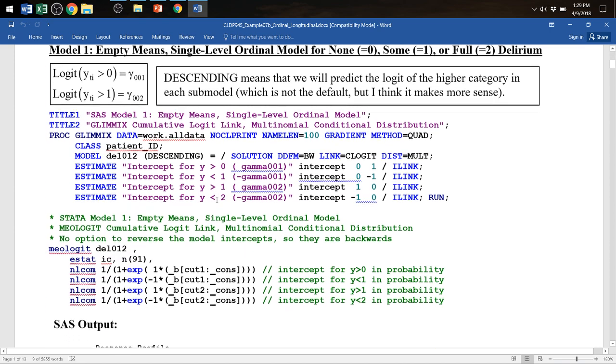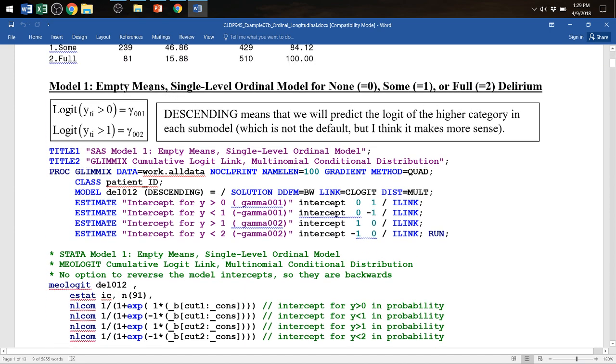So we have here then an empty model, no predictors, single level. This has a fixed intercept per submodel only. It is the worst model we can possibly have in the sense of prediction, but it's a baseline for getting our -2 log likelihood, as well as for making sure we know what the model is predicting.